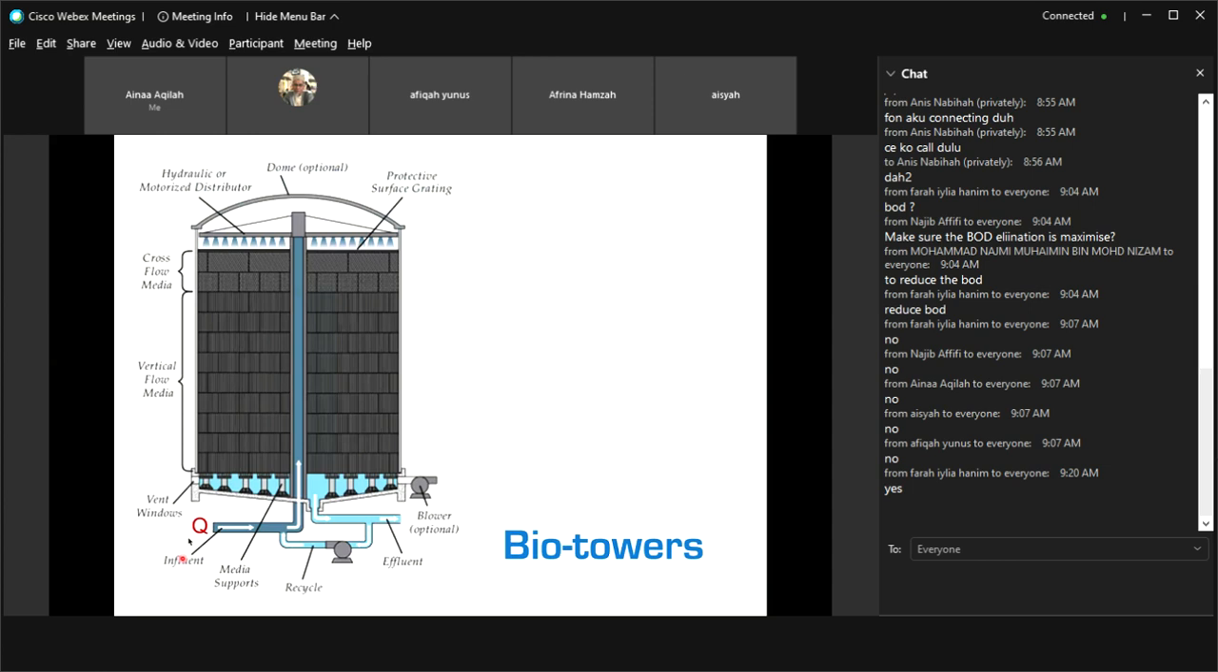Okay, so here this is Q, this is the QR. Okay, Q. So you know the BOD of this QR, you know the BOD of this Q, so you can calculate the LA using that equation just now.